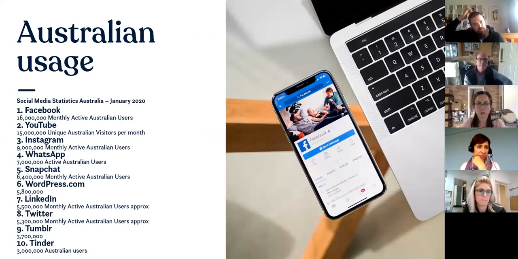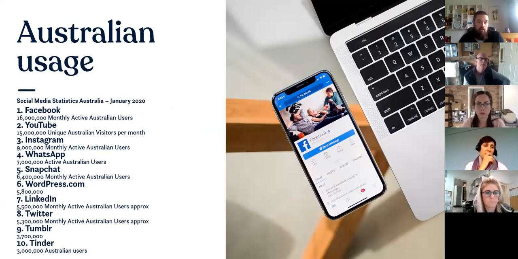Just Australian usage. So you can see there, as I mentioned, Facebook is still the dominant force. 16 million monthly active Australian users. 40% of the population have an account and are active on it. So it makes sense to be on there. YouTube, which wasn't on the previous slide, was sort of deemed a social media platform when they started introducing your own profile where you can upload your own videos, get followers, all the things that you can do on social media. So it's a pretty big player now. And Instagram, again, number three there.